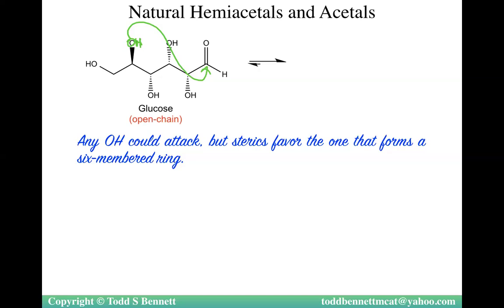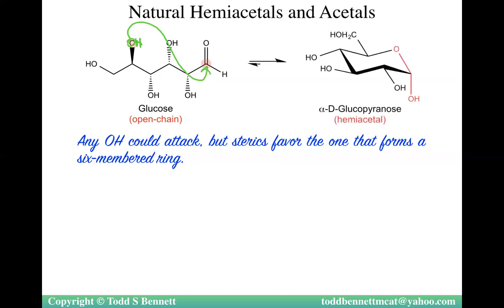So OH could attack, but the steric favors the one that forms the 6-membered ring. So you end up with this. Notice that this carbonyl still has 2 bonds to O. They're both marked in red. And this OH is pointed down. So the pointed down one is the alpha diastereomer, the alpha anomer as it's called.